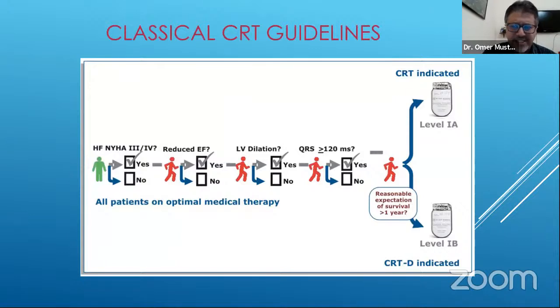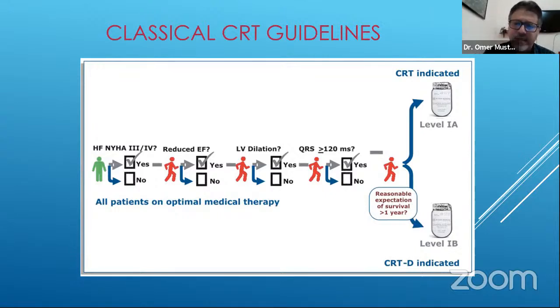So just to summarize the general guideline, NYHA, this has now changed. It's also involving class II, which I'll show you later. Reduced ejection fraction. There is LV dilatation on echo. If the QRS is more than 120, then the patient is a candidate for CRT. And there is a therapy called CRT-D. D means defibrillation. One of the leads has a defibrillator with it. When are we putting this? We are putting this if the patient's overall reasonable life expectancy is more than 1 year.